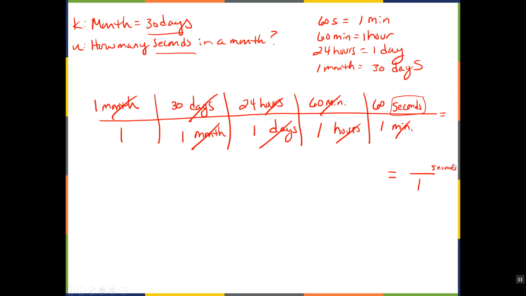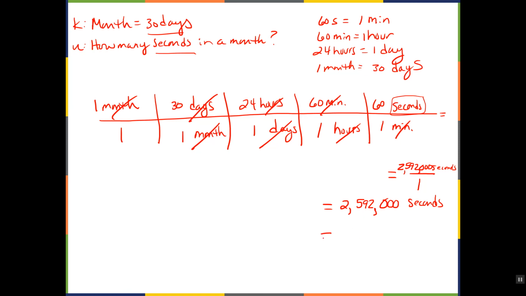And so now all I've got to do is punch my math out. Okay, so I've got 1 times 30 times 24 times 60 and times 60 again. And I get quite a large number, 2592000. So I would have 2592000 seconds over 1. Now let me rewrite that. 2592000 seconds. Okay, over 1. So I'm just going to write that like this, and then these are commas, right?